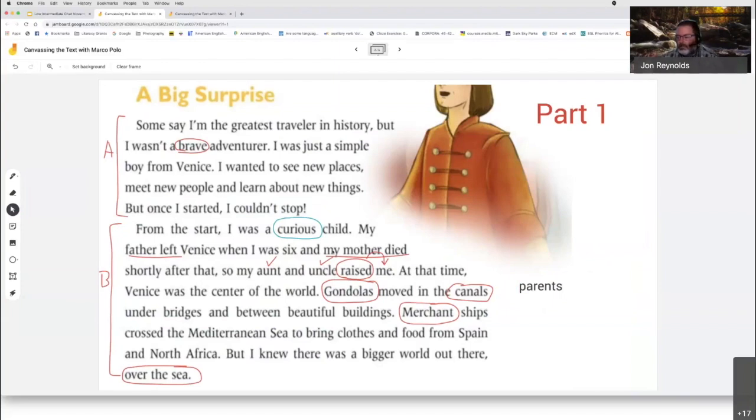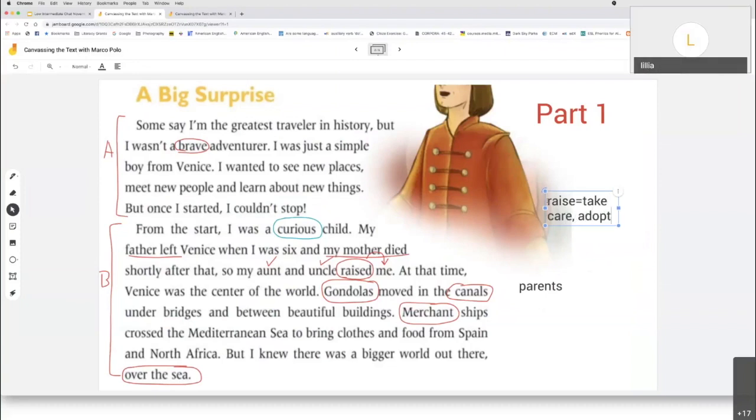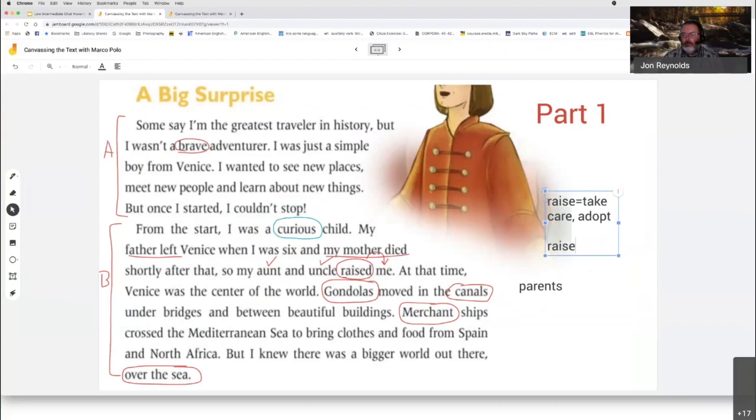Now the question is, what does raise mean? Who could give us a definition? To take care of me or adopt me. Okay, so maybe take care, adopt. So what you're saying is, for example, we raise children. Is that correct? Yeah, we take care of children. So if you're a mother or a father, we raise children.